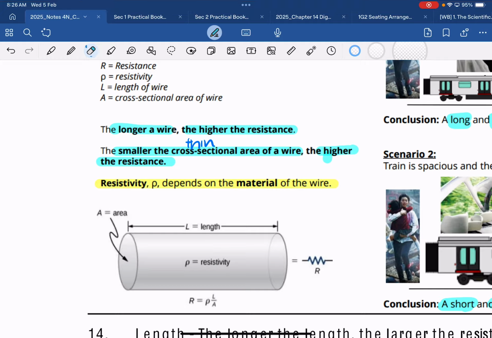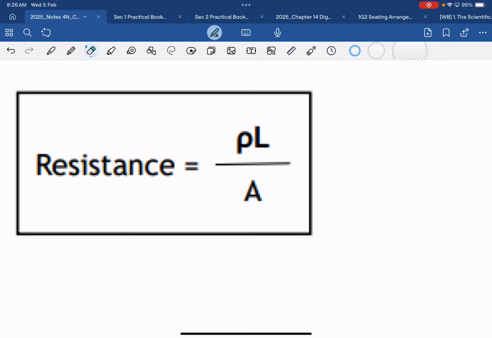Because resistance is dependent on three things. First, the material of the wire, whether the wire is made of copper, silver, gold, nickel. Different materials have different resistivity. The one that has one of the highest is nickel. The one that has the lowest is gold.